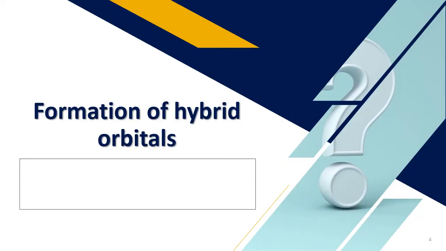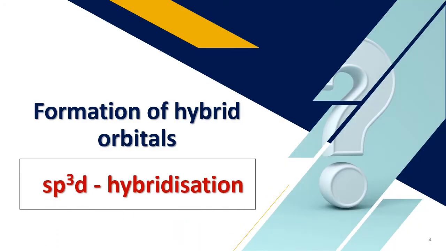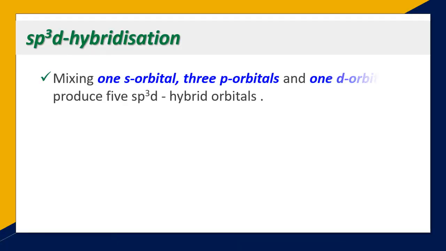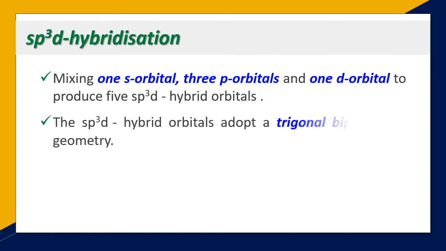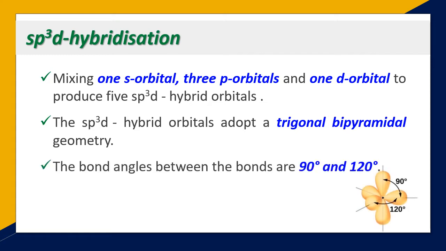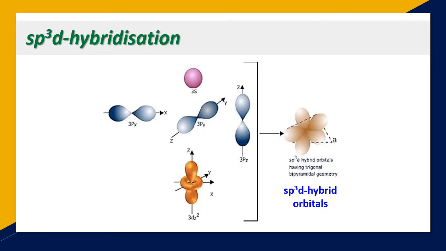Now, let's discuss the sp³d hybridization. sp³d hybridization is a mixing of one s orbital, three p orbitals, and one d orbital to produce five sp³d hybrid orbitals. The sp³d hybrid orbitals adopt a trigonal bipyramidal geometry. The bond angles between the bonds are 90 degrees and 120 degrees. This diagram shows the orbitals involved in hybridization to form sp³d hybrid orbitals.